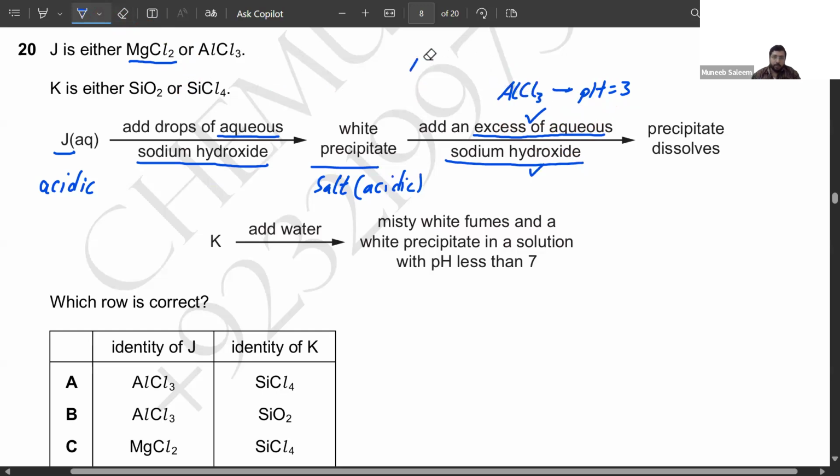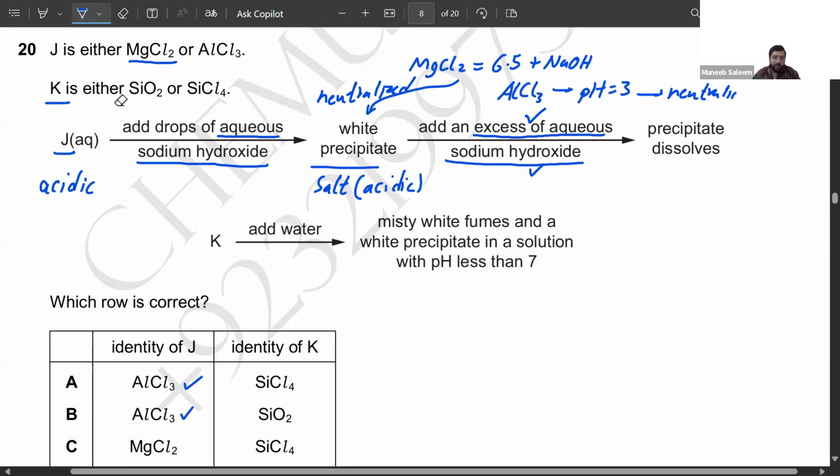It could not be MgCl2 because the MgCl2 solution was almost pH 6.5, which can easily be neutralized when reacted with the sodium hydroxide. So the MgCl2 reaction with aqueous NaOH will quickly be neutralized, but not the AlCl3, because AlCl3 requires a much larger amount of aqueous sodium hydroxide to be neutralized. So it is basically AlCl3 from the column of J.